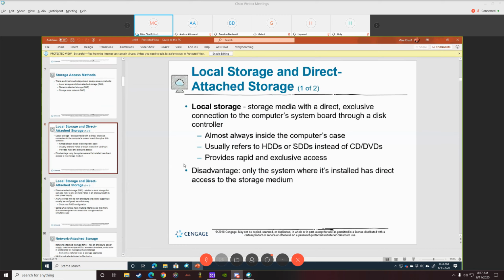Disadvantage: only the system where it is installed has direct access to the storage media. So basically what he's saying is, if you have two computers at home and one machine has 2 terabytes of disk storage, and the other machine has, let's say, 200 gig, what you have on the machine with 2 terabytes can only be accessed from that particular machine. Of course, if you share something, people can access it, but it's directly attached to that.